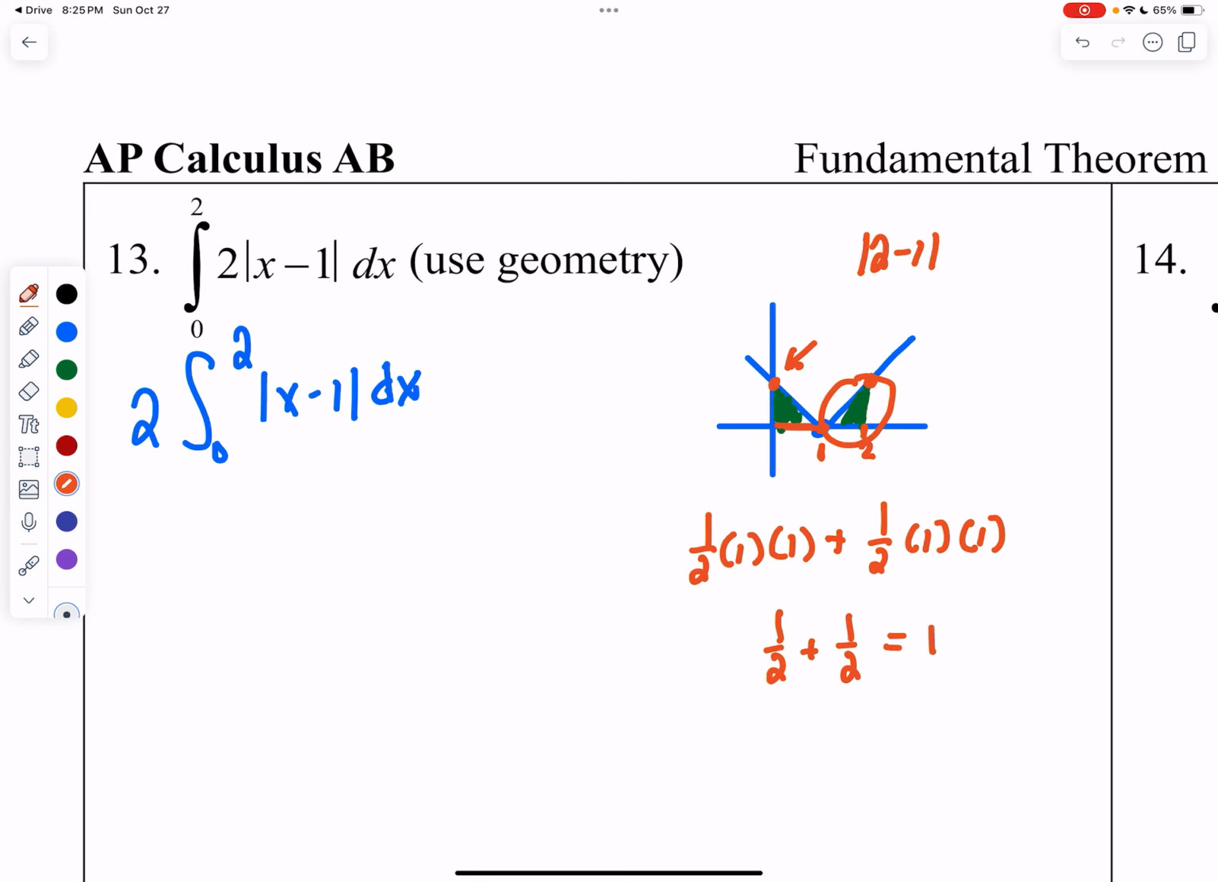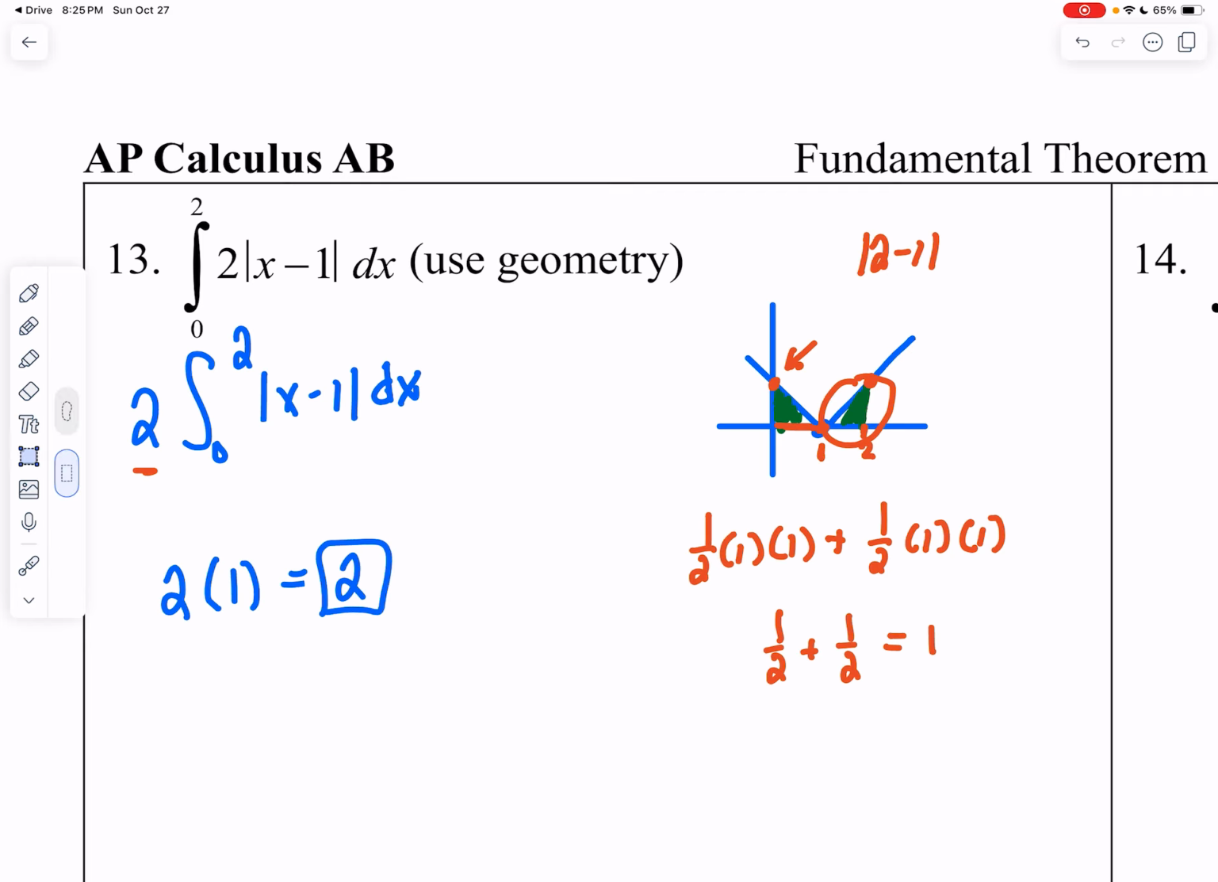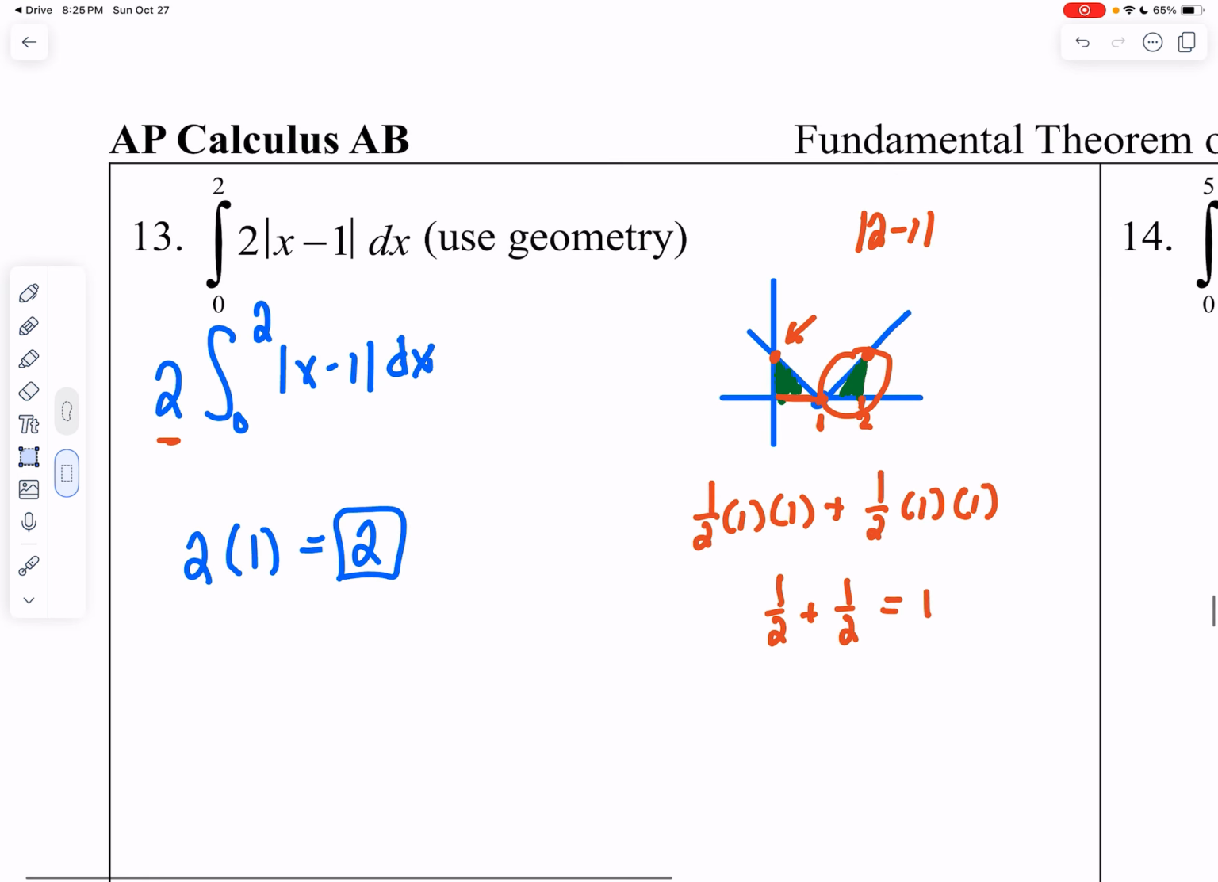However, you don't want to forget about this 2 right here. So that's going to be 2 times 1, or 2. So for number 13, your area here is going to be 2. And that's how we use geometry, just like how we use geometry on the other lesson.